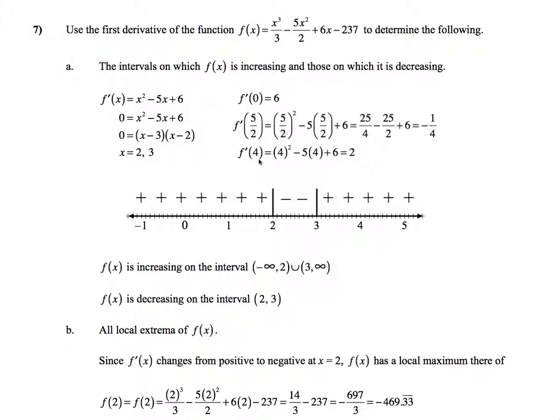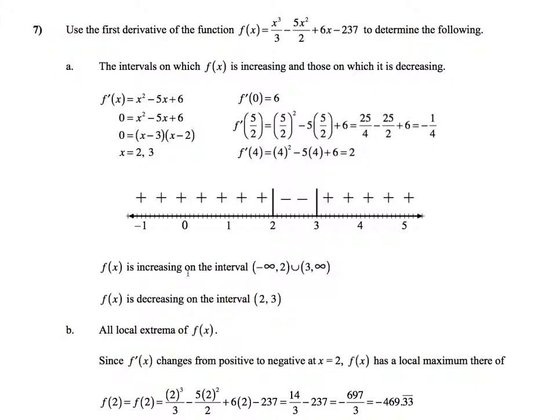Finally, I chose 4 to evaluate in this interval. Could have used 5 as well, but 4 works fine. Where we have an x, we put parentheses, and inside those parentheses, we put the 4. So 4 squared is 16. 5 times 4 is 20, so 16 minus 20 is negative 4. Plus 6 is 2, which is positive. So on this entire interval, the first derivative is positive, which means that the function is increasing on that interval, and that is summarized here.